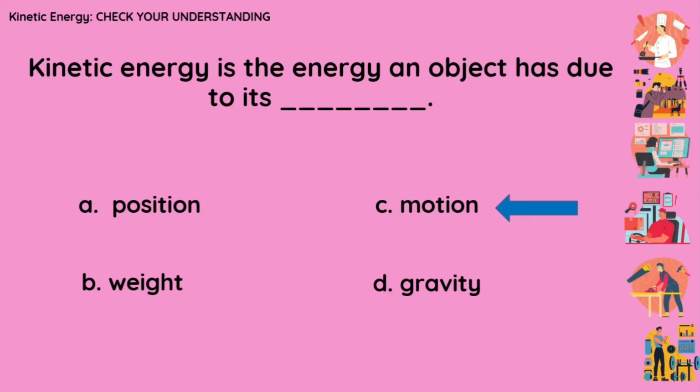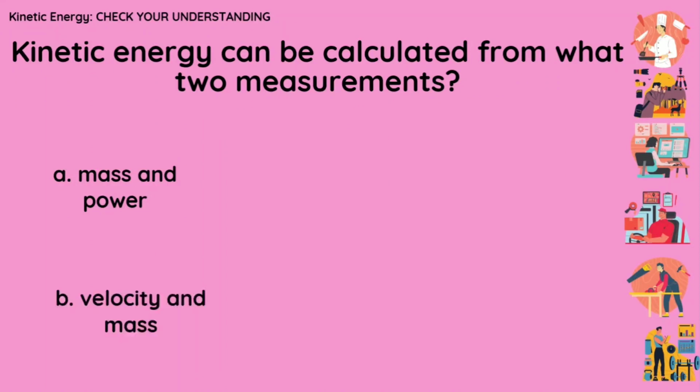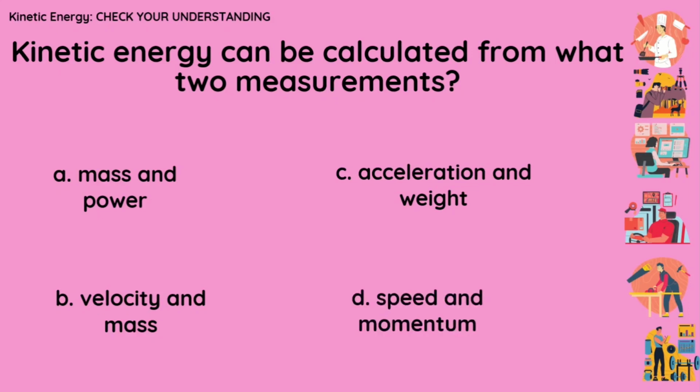And finally, last question na yata ito. Kinetic energy can be calculated from what two measurements? Kung alam niyo yung formula, tandaan niyo yung computations kanina, then you can answer this question. A, mass and power. B, velocity and mass. C, acceleration and weight. Letter D, speed and momentum. Okay, sana natandaan niyo yung formula. 5, 4, 3, 2, 1.